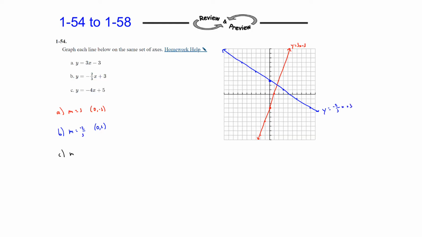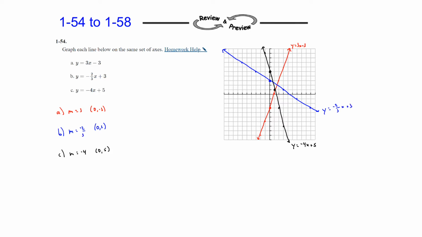And then on C, we have a slope of -4 with a y-intercept of 5. Plot the y-intercept. -4 is -4 over 1 as a fraction, so I'd go down 4 and to the right 1. And do that once again a couple of times. Could also go up 4 and to the left 1. Once again, that slope of the line is still negative though. And then there's your third line, y equals -4x plus 5.